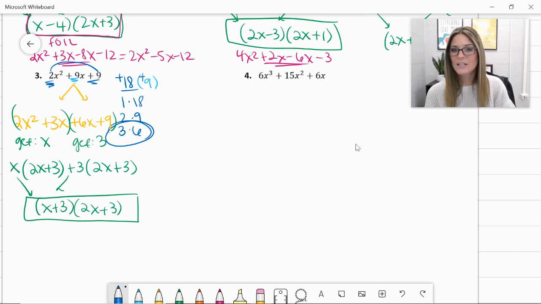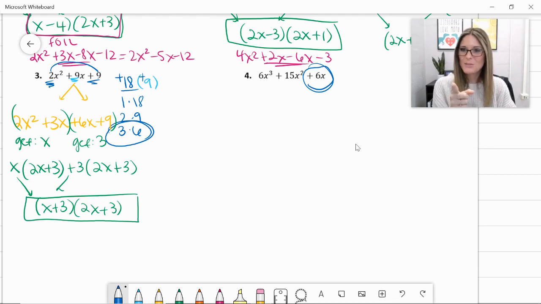Number 4, 6x cubed plus 15x squared plus 6x. Wow. These numbers seem a little big, yes? Maybe you noticed here at the end, our constant is 6x. I thought a constant never had a variable. So some clues here. Remember, our step 1 should always be to check for a GCF. So what GCF would we have across this whole trinomial?